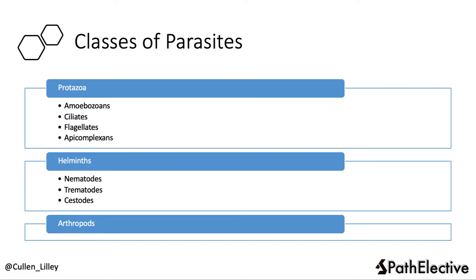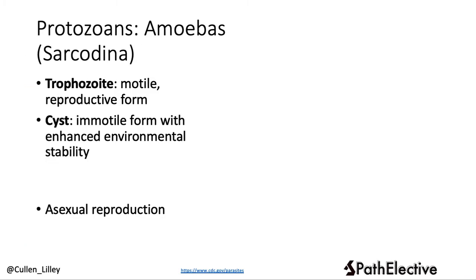So the different classes of parasites, we have protozoa, helminths, and arthropods. The protozoa can be broken down into amoebozoans, ciliates, flagellates, apicomplexans, and then the helminths can be broken down into nematodes, trematodes, cestodes. The arthropods, you definitely know a lot about these. Lice, body lice, pubic lice, hair lice, or head lice. And we'll talk a little bit more about those as well. There's other arthropod parasites.